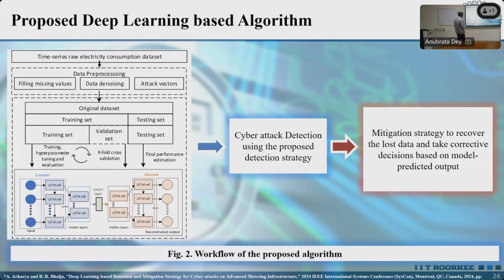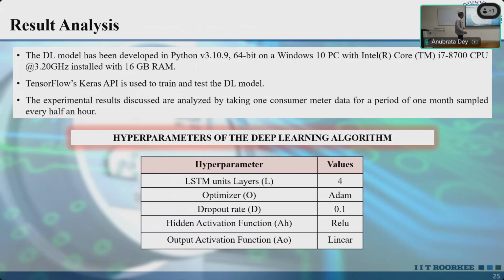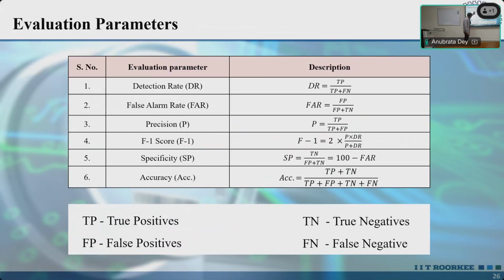So now let's say I have the data set, and again you can divide it, train it, and test it. Finally, once you have done this, you can consider some parameters for whatever models you are considering. We have considered the DL model, and then some evaluation parameters, which were the same as I discussed in the transmission part.